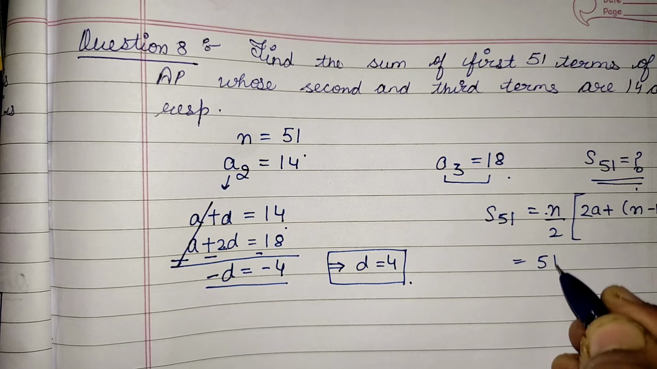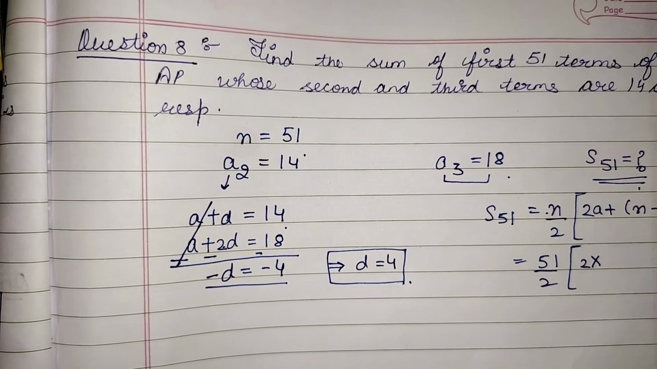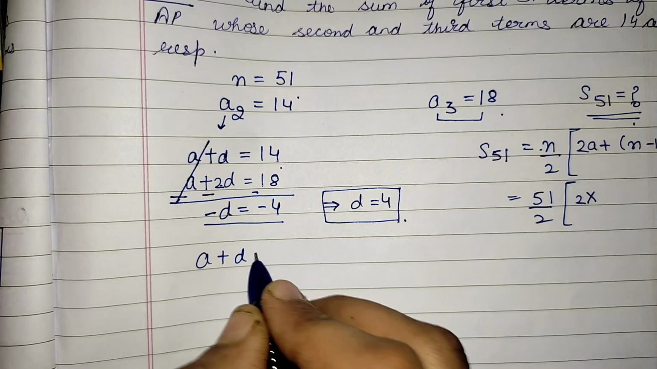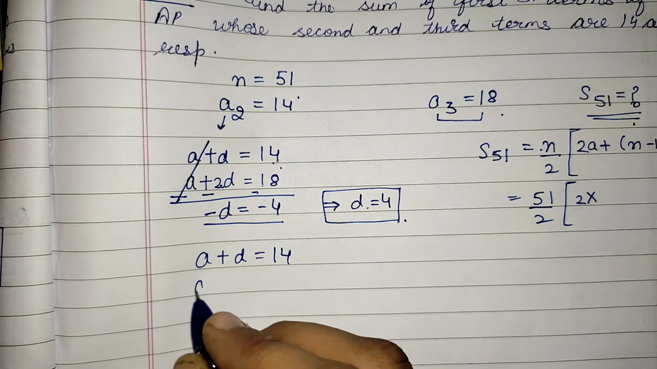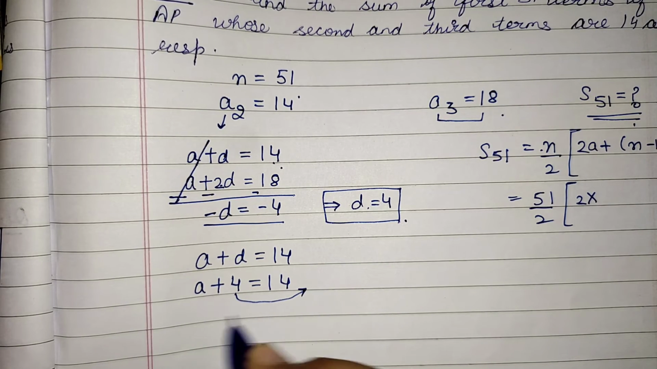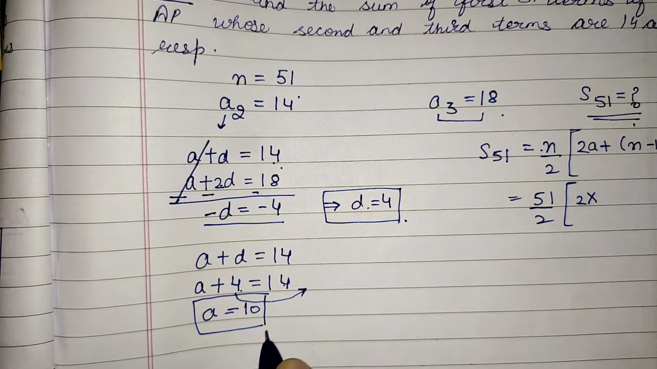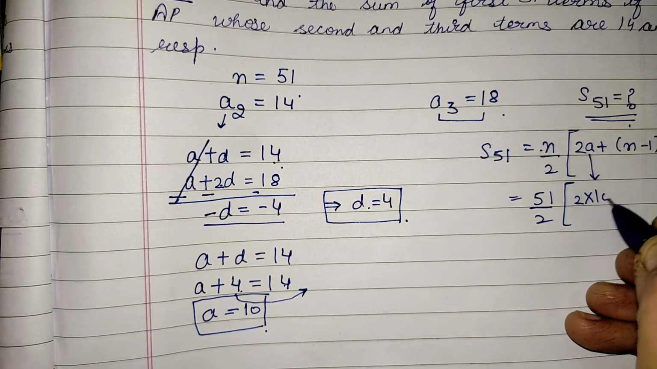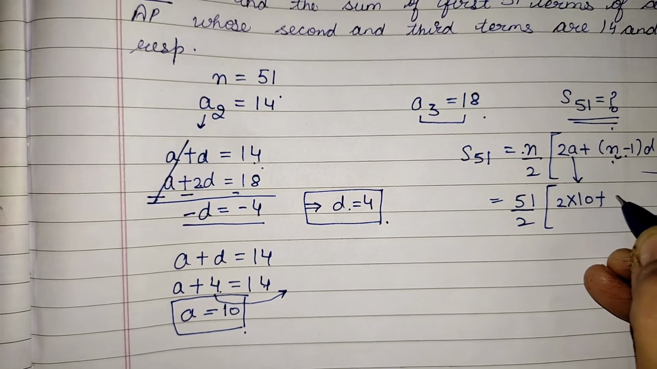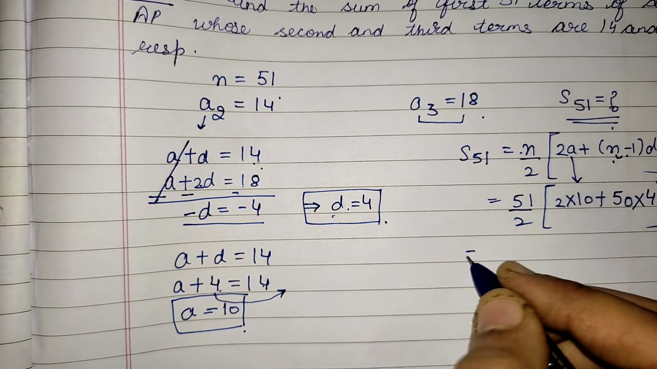So n is my 51. 51 by 2 into 2a. A I have to find out. A we do not know. So how can I find out A? I can put the value of d in this equation. This 4 will go to the right hand side, and 14 minus 4 will be equal to 10. So A is my 10 plus n is my 51 minus 1. So it will be 50 multiplied by d. D is my 4.